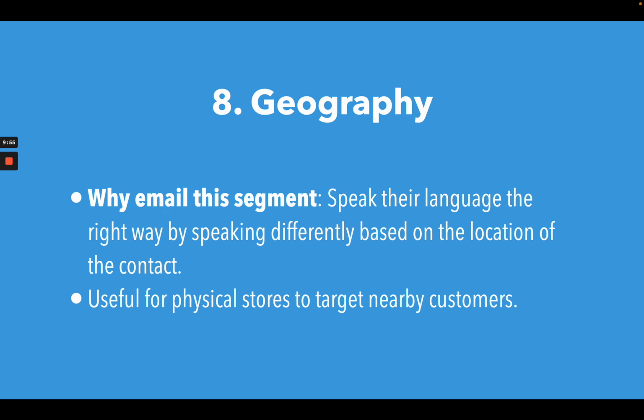And yeah, number 8 is geography. So this is location based. Something you may not have thought about, but is something useful to try. So why email this segment? This allows you to essentially speak the language the right way by speaking based on the location of the contact. So this is super useful for physical stores.